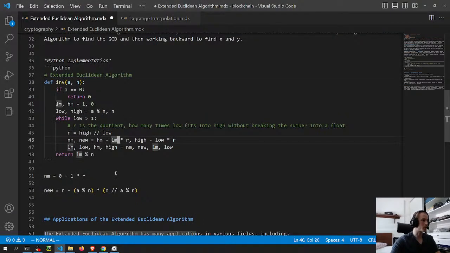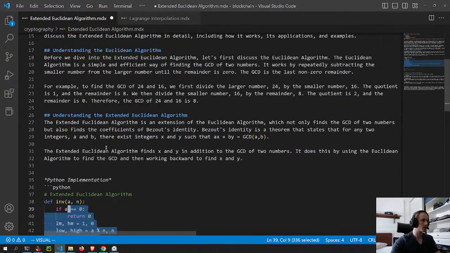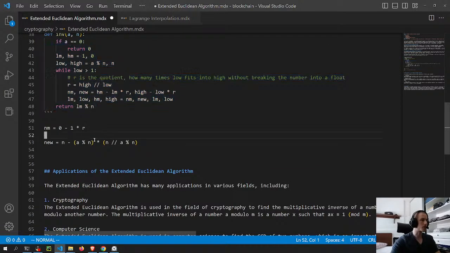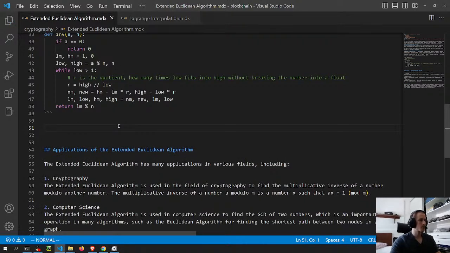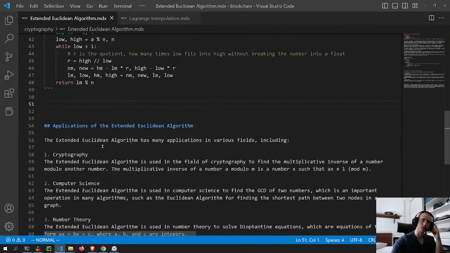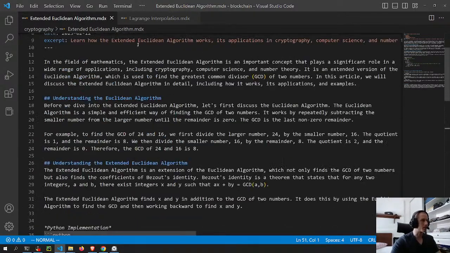But the goal is going to be to explain this algorithm here, and I'm going to try to explain it as best as I can, step by step, once I understand how it works. And I think the rest I'm probably going to leave like it is here. The explanation there is good.